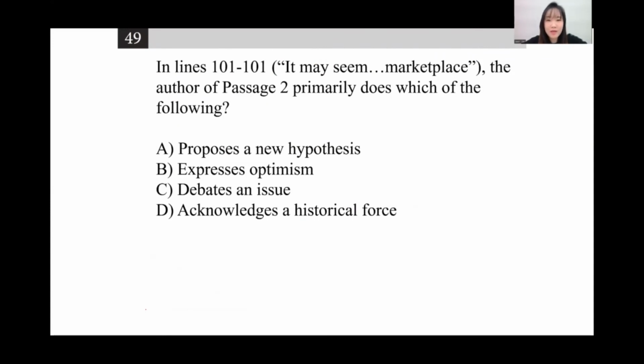In lines 101, it may seem blah, blah, blah marketplace. The author of passage 2 primarily does which of the following? In this case as well, look at that. Another yield pivot word, right? "It may seem." So we know that this is the yield category, and so we need to look for two keywords, which is acknowledge and concede, right? So in this answer choice, we come across the word acknowledge, right?